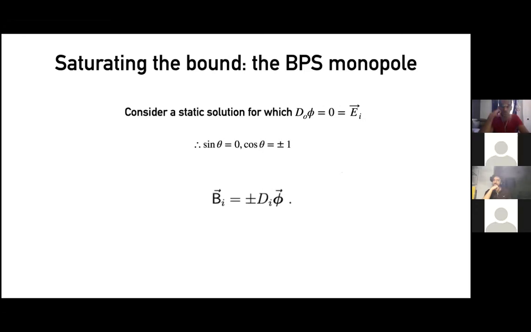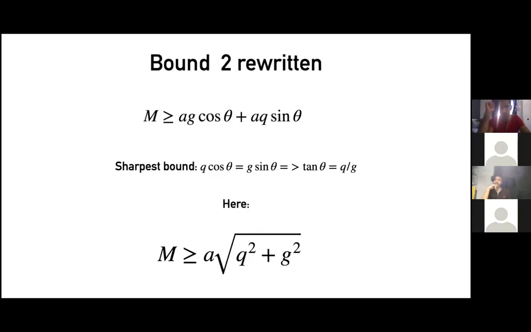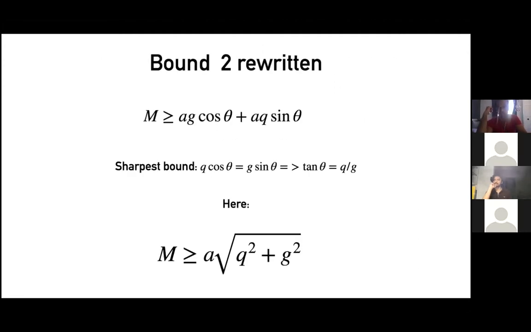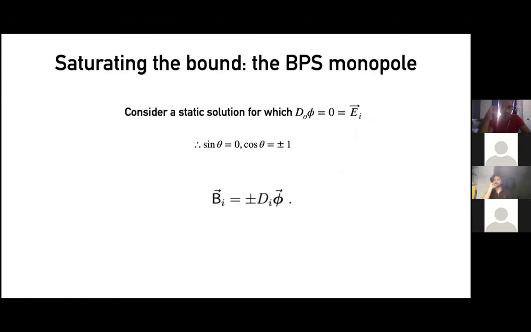And so then we could ask, okay, how do you saturate the bound? Well, you saturate it when sine is 0 and cos is plus or minus 1. That's when you get the equality. And furthermore, later we'll see it's useful to consider a static solution for which the momenta vanish, which means you only have a magnetic field, and the magnetic field has to be given by di phi, the di of phi. And this is called the BPS monopole.